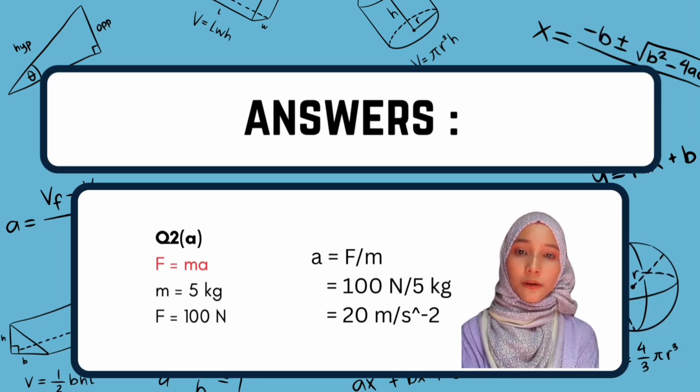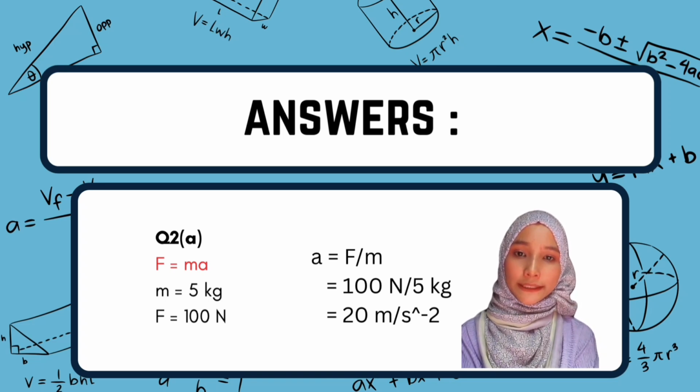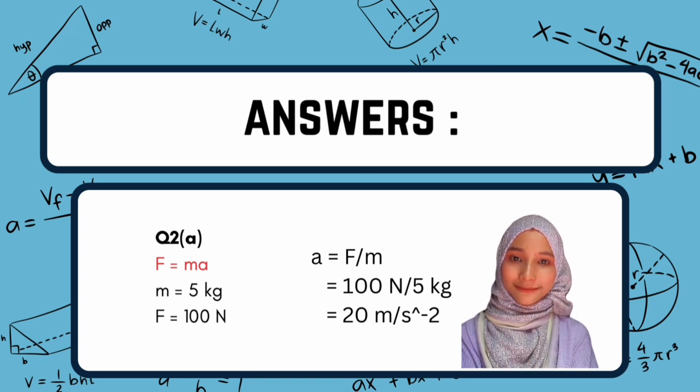So, the answer for question 2a, we use the formula force equal to mass times acceleration. Since we have to find the acceleration, the acceleration is equal to force over mass. In the question, given force equal to 100 Newtons and mass equal to 5 kg. So, we can calculate 100 Newtons divided by 5 kg equal to 20 meters per second squared. Therefore, the acceleration for the empty shopping cart is 20 meters per second squared.